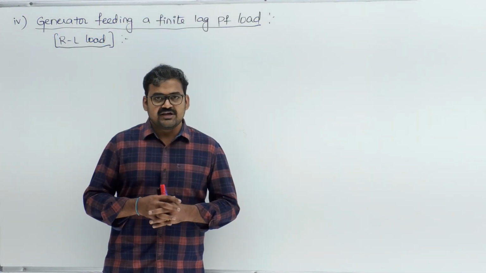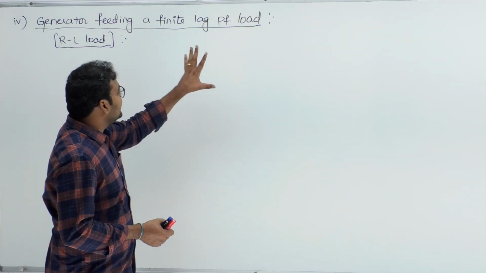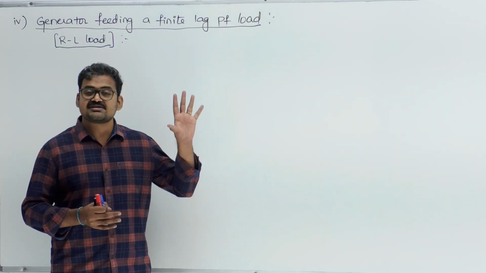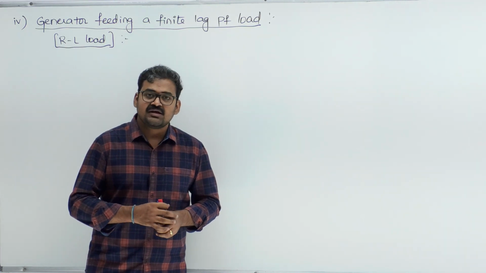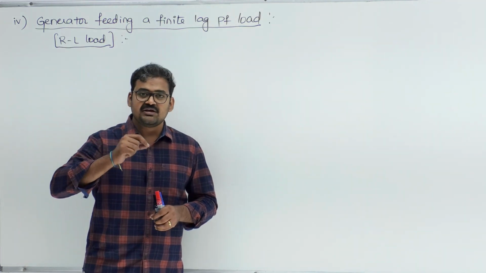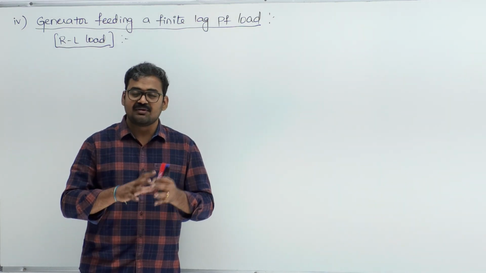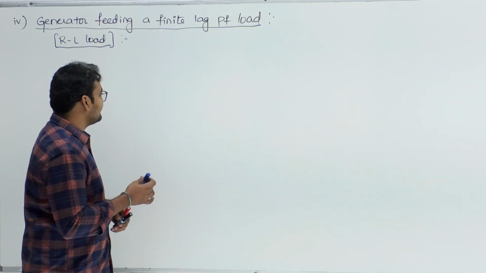Now the next case is a generator feeding a finite lagging power factor load. This is neither purely lagging nor purely resistive. It is an RL load. Best example, an induction motor. That means current is lagging the voltage by less than 90 degrees, maybe 30 degrees or 40 degrees like that. So let us try to draw the phasor diagram once again.